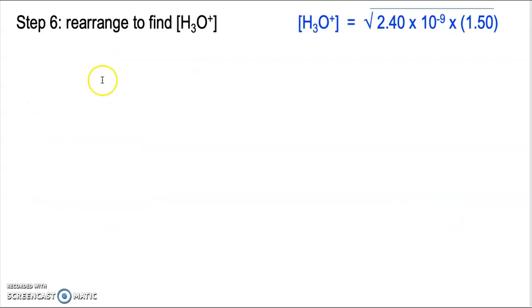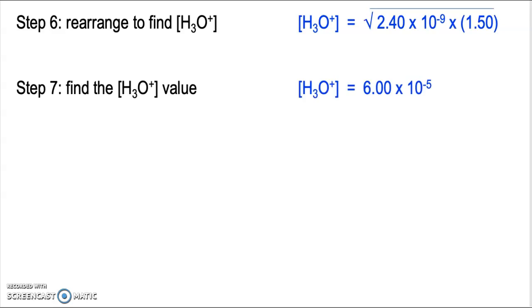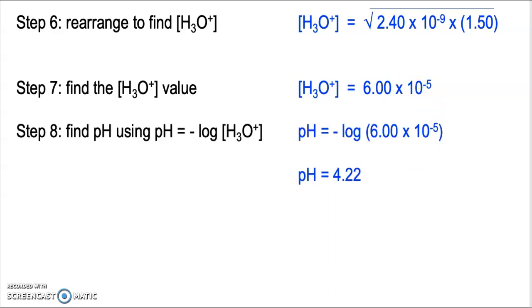From here, once you've got it rearranged to find hydroniums, you're just doing the maths. So plug those two numbers in your calculator and find the square root, and you'll find the hydronium concentration is 6 times 10 to the minus 5. From there, what we need to do is find the pH like you would if it was a strong acid now. So you put your hydronium concentration into the negative log of hydroniums and you get your final answer. And the question's done.